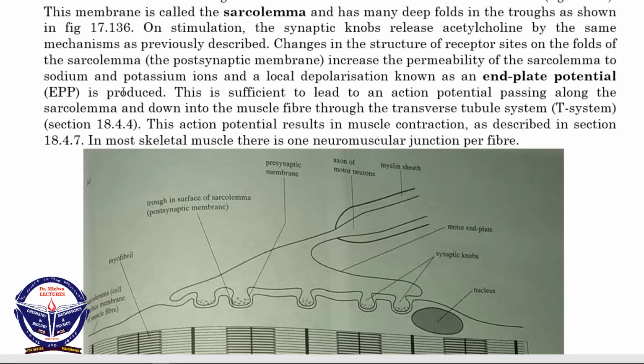This is sufficient to lead to an action potential passing along the sarcolemma and down into the muscle fiber through the transverse tubules, that is the T system. This action potential results in muscle contraction as described in skeletal muscle. There is one neuromuscular junction per fiber.